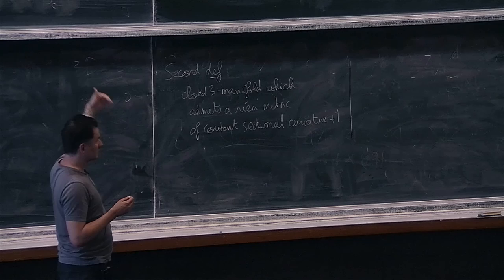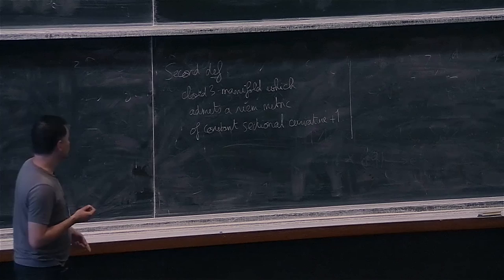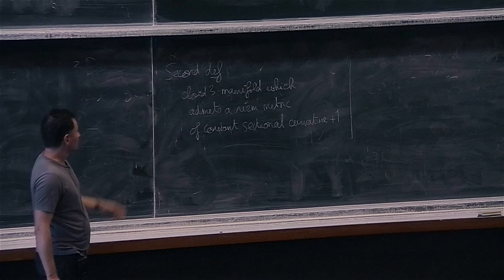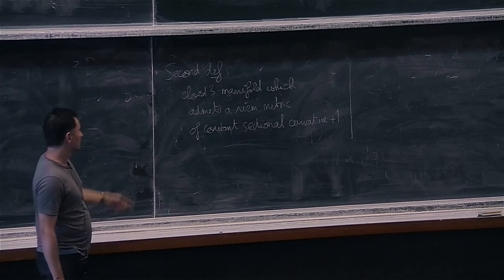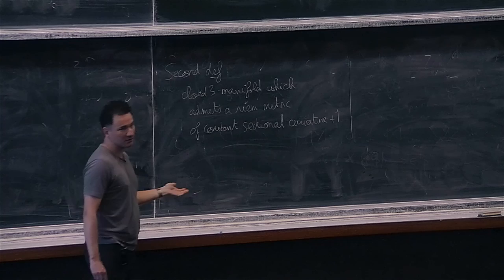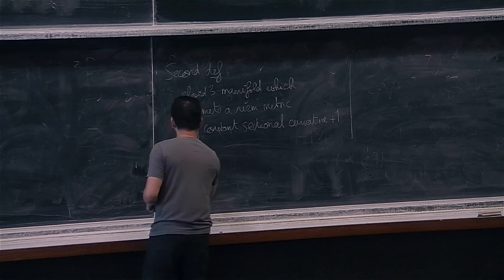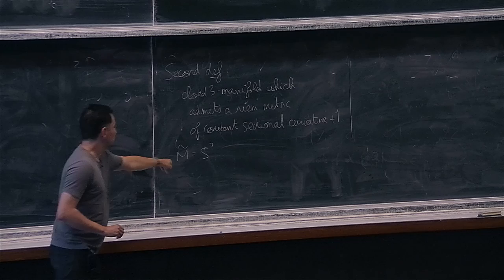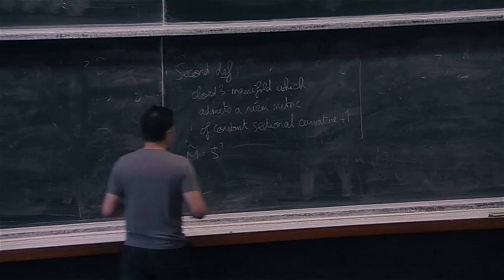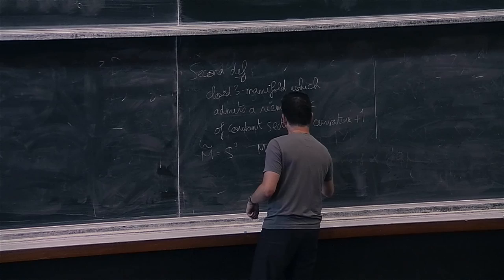And conversely, if you take a manifold satisfying that definition, then the universal cover will be a simply connected manifold with a complete metric of sectional curvature plus one. As Thomas recalled yesterday, there is only one. So the universal cover of the manifold has to be S3. And you can lift the metric, and it gives the round metric on S3. And you can recover M as the quotient of the universal cover by the fundamental group. And the fundamental group is going to be a finite group acting by isometries.